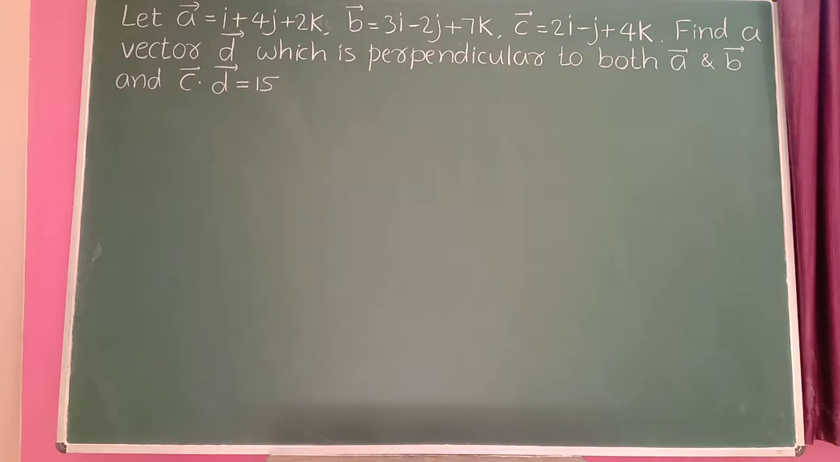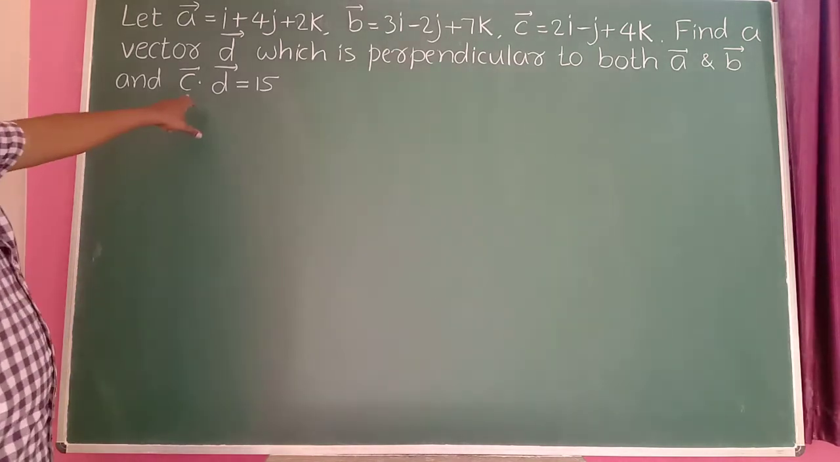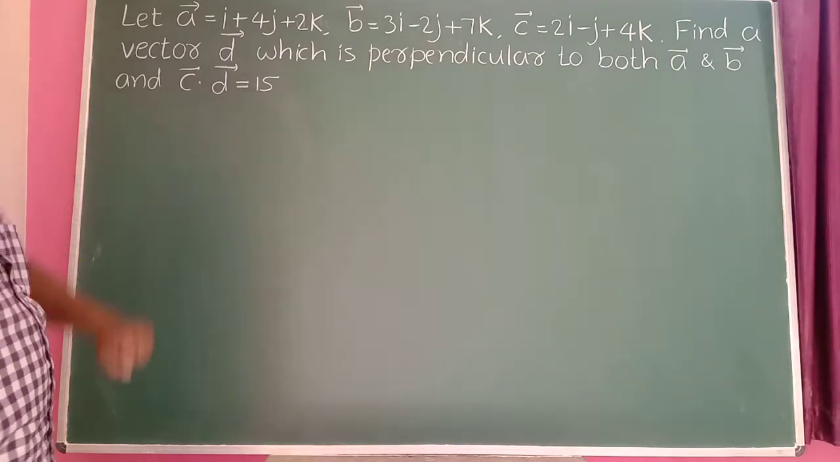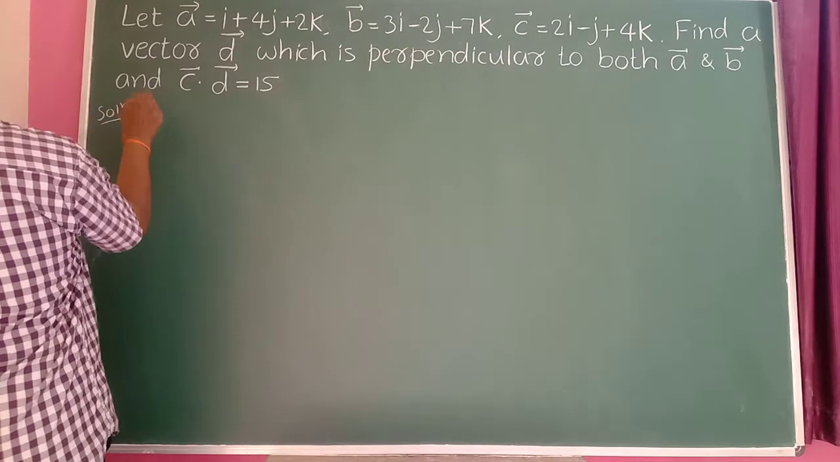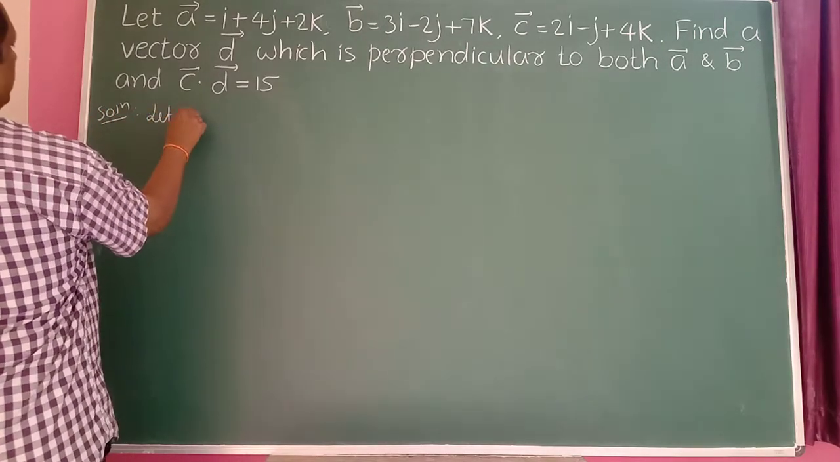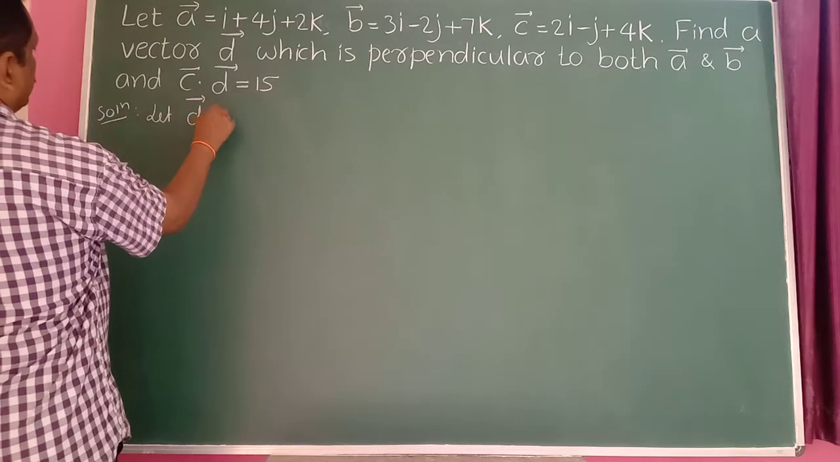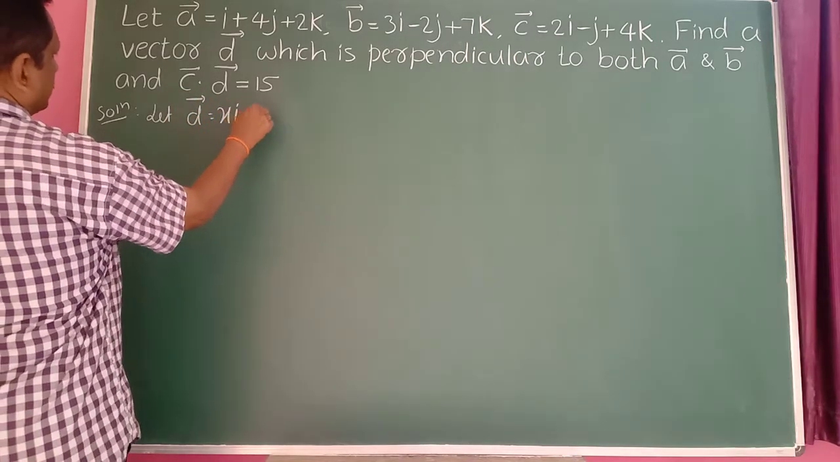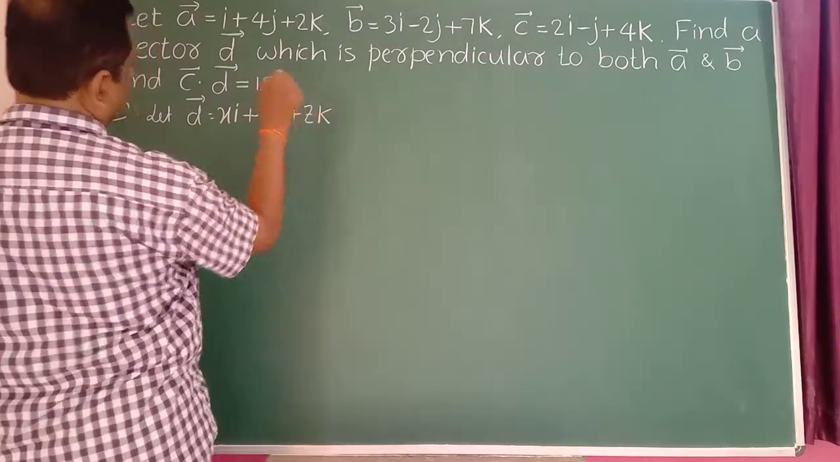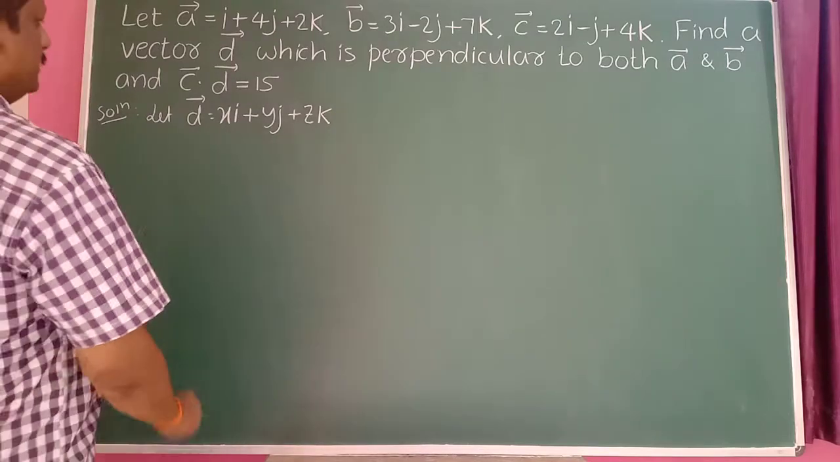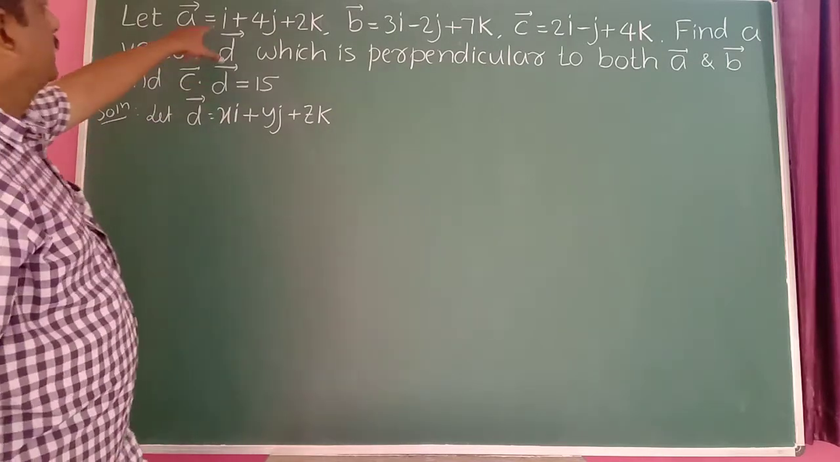Okay. So three vectors are A bar, B bar, C bar. Find a vector D bar which is perpendicular to both A bar and B bar, and C bar dot D bar equal to 15. So here we want the vector D bar. Let us consider the vector D bar is equal to xi plus yj plus zk.